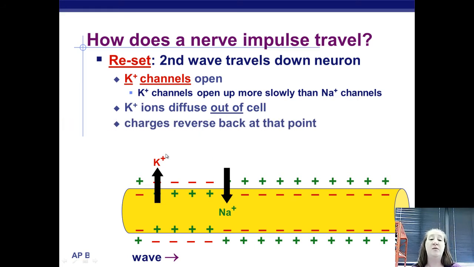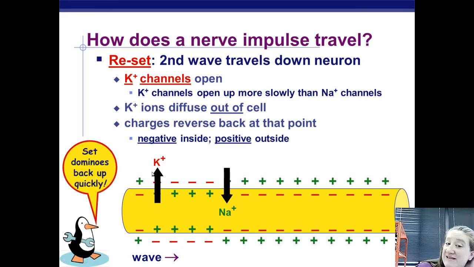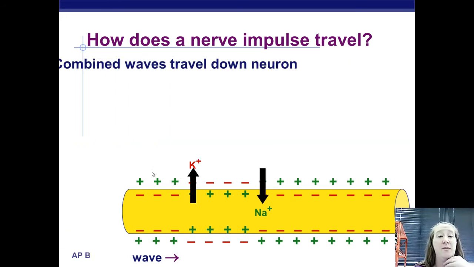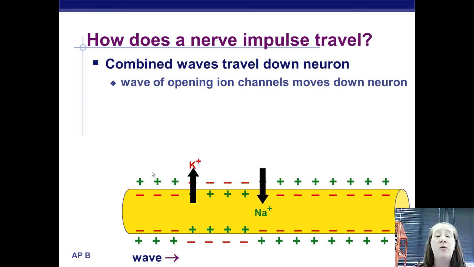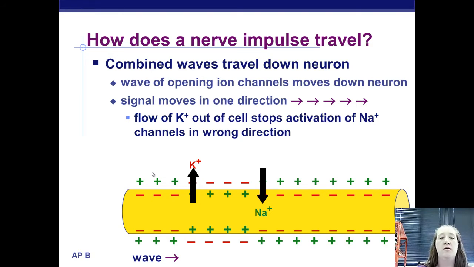Okay? And this is going to reverse the charge back. So now the inside of the cell is going to be negative again, and the outside will be positive, because all of these positive ions left the cell. Okay? And that sets everything back up. So these two combined waves move down. First the sodium wave moves down, and then the potassium wave moves down. So fire the neuron, reset the neuron. It only goes in the one direction.